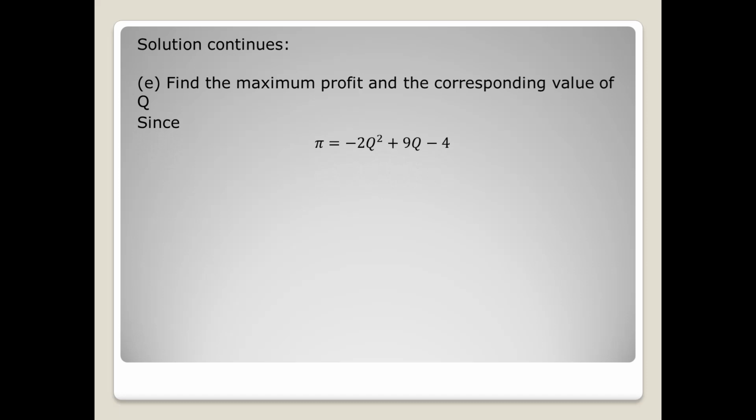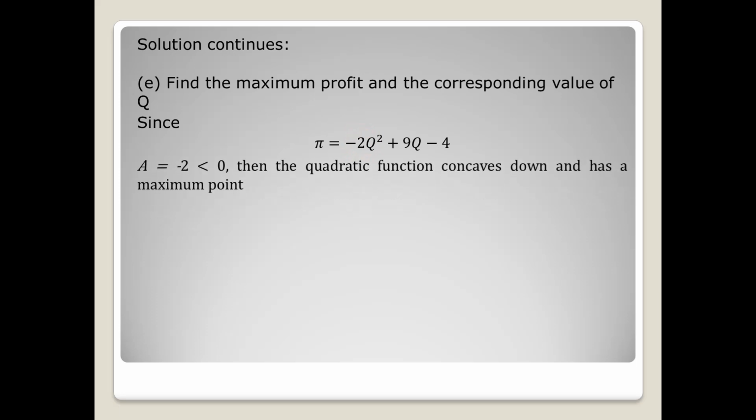So this is the quadratic function of the profit again. The value of a here is -2, which is less than 0, so the graph of this function concaves down. Since a is less than 0, the quadratic function concaves down and has a maximum point. Now we need to find the coordinates of this maximum point. It means that we need to find the value of q and pi at the maximum point. So we refer to q as qm at the maximum point.